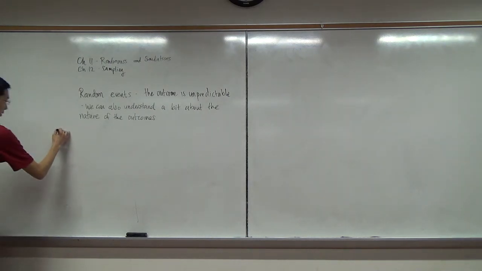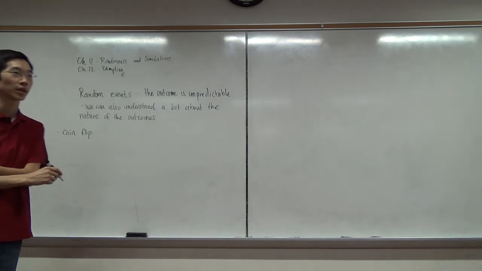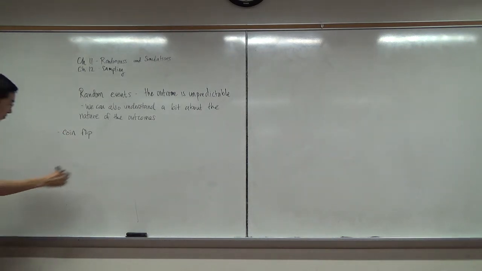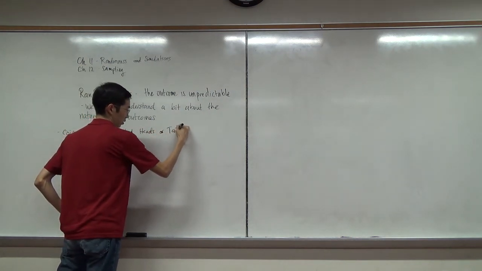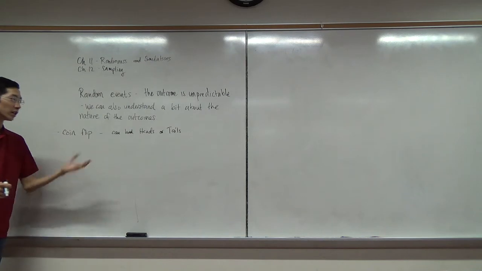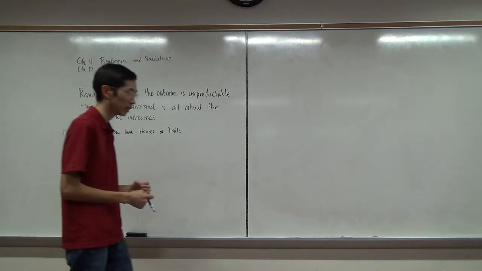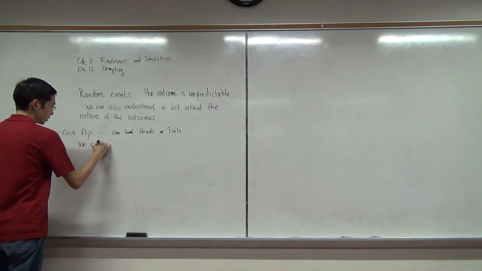So for example, we can talk about a coin flip. The coin can land either on heads or tails. If we're talking about any one coin flip, we cannot predict the outcome. No one can tell me with great accuracy whether the next coin flip will land heads or tails. Yet we can understand that if I flip the coin many times, overall I would see about half the time the coin landing heads and about half the time landing tails.